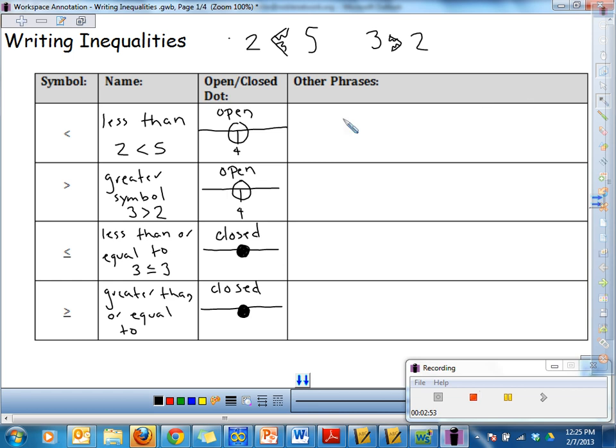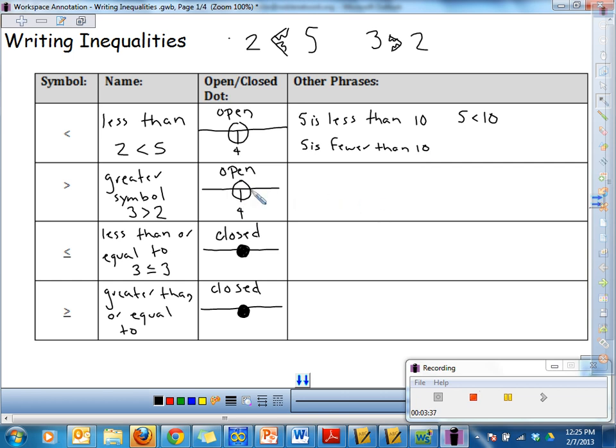Alright, now let's talk about some phrases that we might see. We might see something like 5 is less than 10. That's literally 5 is less than 10. That would look like 5 is less than 10. We might see something like 5 is fewer than 10. Now, the key thing to remember is fewer than. What that means is that 5 is fewer than 10. It's going to be smaller than 10.